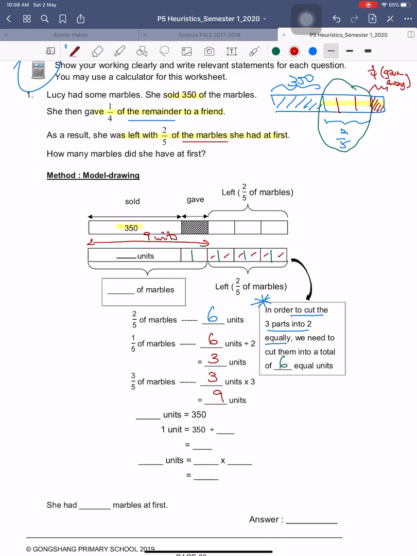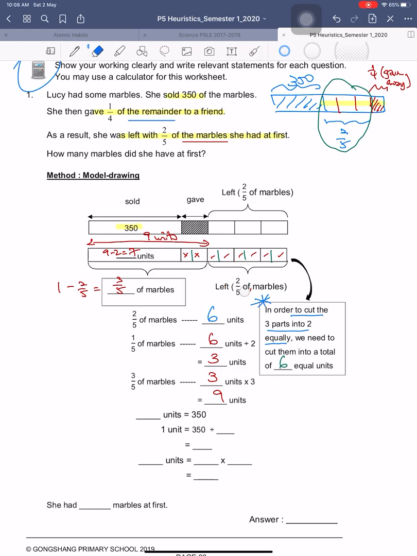So if this is 9, that means this one must be 9 minus 2. Why 2? The 2 here, which is 7 units. Alright, so the total will be 9 units. Okay, sorry, this is not 3/5. This is the 3/5. Alright, okay, because this is 2/5, this must be 1 minus 2/5, give you 3/5.